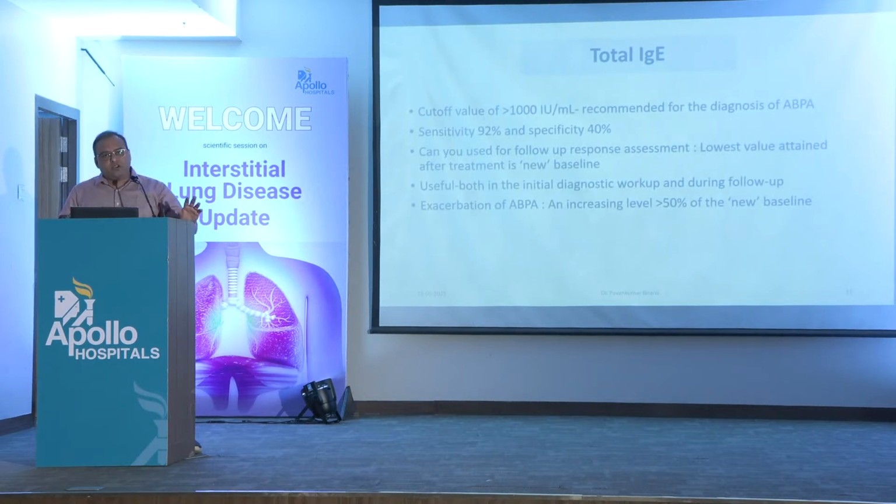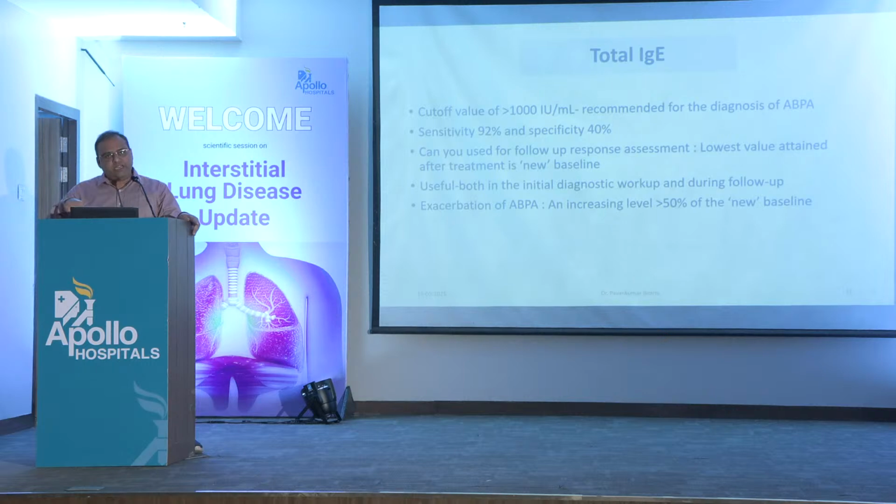For total IgE, the cutoff used is 1000 as per the ISHAM guidelines. It is a good sensitive test but has very poor specificity because IgE can be high in any allergic condition. It can be used to follow up the response to treatment. You have given the patient steroids, you think clinically the patient is better, PFT is better, radiologically better, and if your total IgE level comes down by more than 20%, we consider this patient is responding to the ABPA therapy.